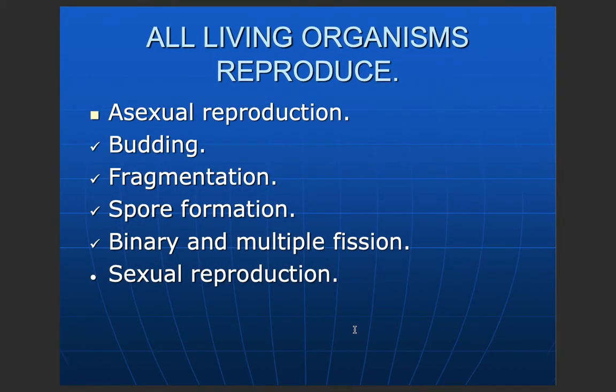Next important characteristic feature that we have discussed in the earlier class: all living organisms reproduce. Reproduction takes place by asexual reproduction with the help of these modes of asexual reproduction, which you can see here: budding, fragmentation, spore formation, binary and multiple fission. Another method of reproduction is sexual reproduction. But this was also not considered a fundamental characteristic feature.